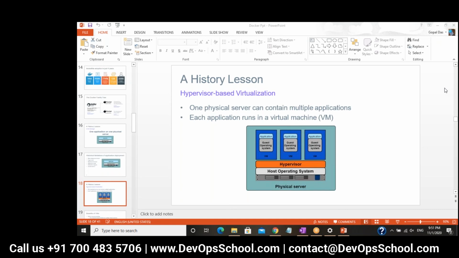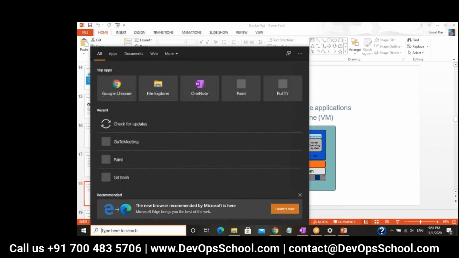It's just software that helps to create and run VMs on a physical machine. Good. Good.